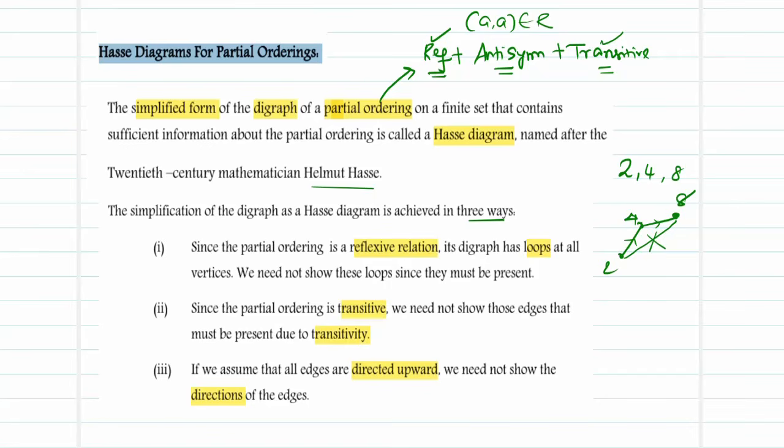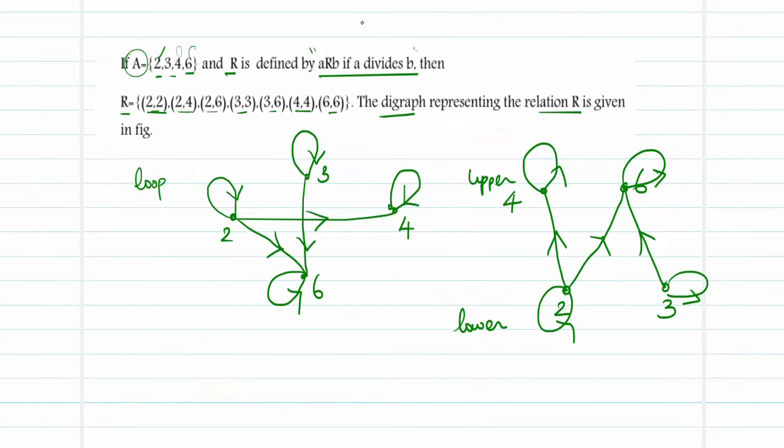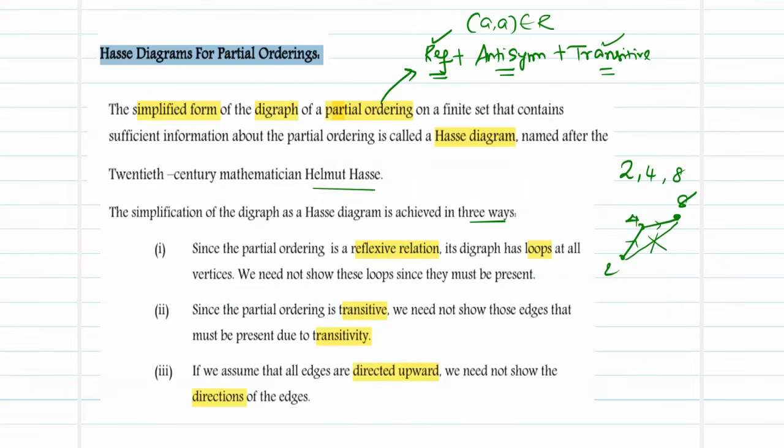We assume that all the edges are directed upward, so we need not show the direction of the edge. As I said, we place the lower numbers at the bottom and the bigger numbers on the top. So when it is completely drawn, the flow is from bottom to top, in which case the arrows can be ignored. So the flow is always from bottom to top.